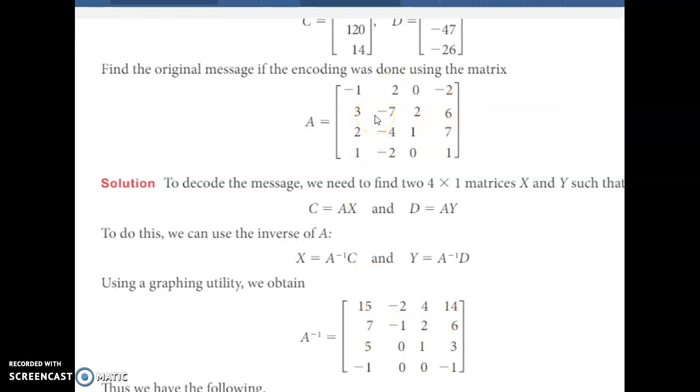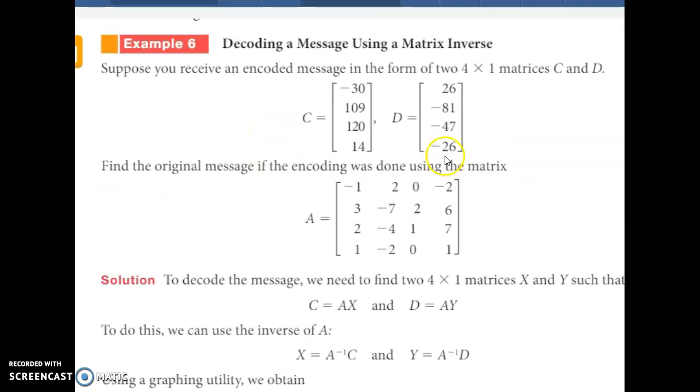If you multiply the two with each other, you come up with the identity matrix, the one that has ones across the diagonal and zeros everywhere else. Then it says you have 2 other matrices, 4x1 matrices, that you're going to multiply with the inverse to get the decoded message. So let's do the inverse first.